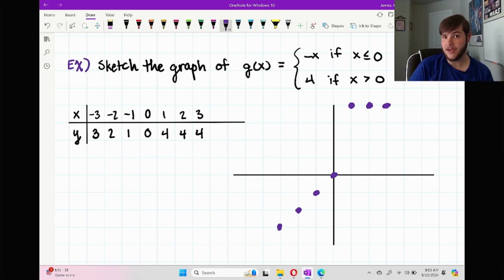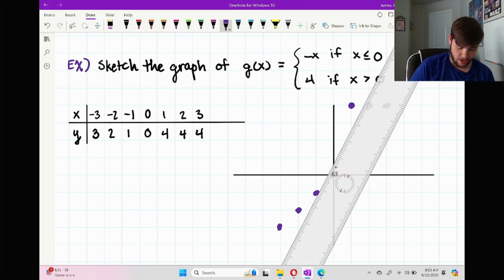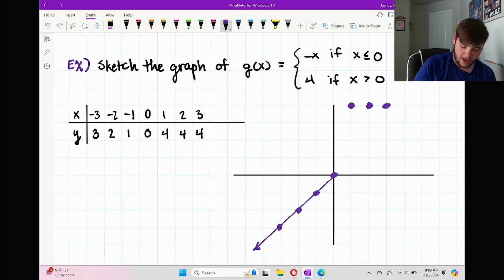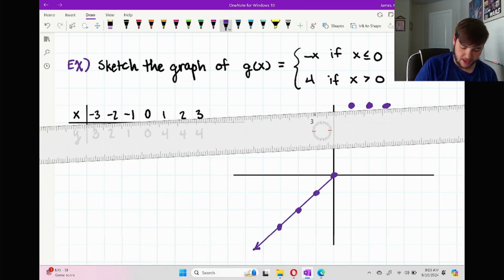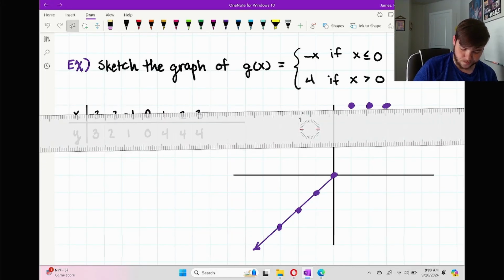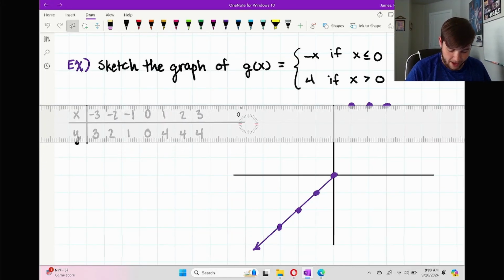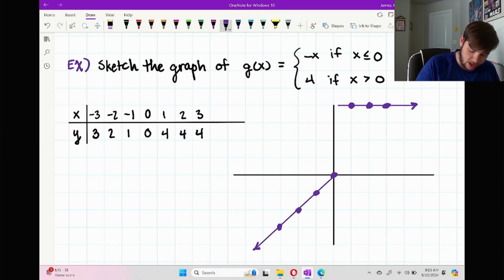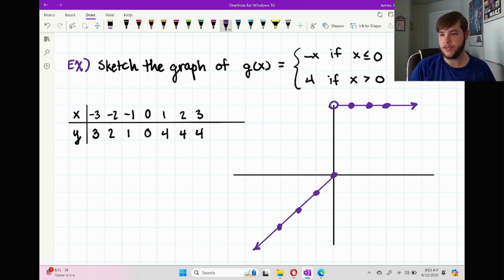How do I connect the dots? Well, I certainly know to the left of 0, it's going to keep continuing this pattern. And to the right of 0, it's going to keep continuing this pattern. But at 0, I don't have this point. So I fill it in with a hole.